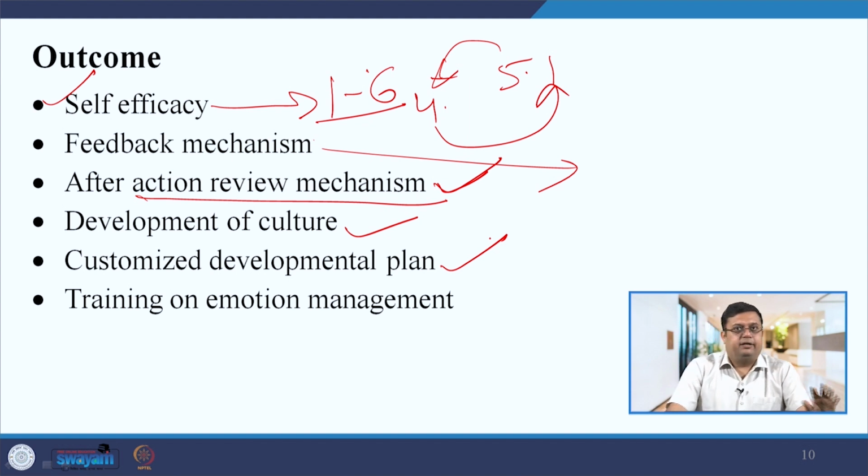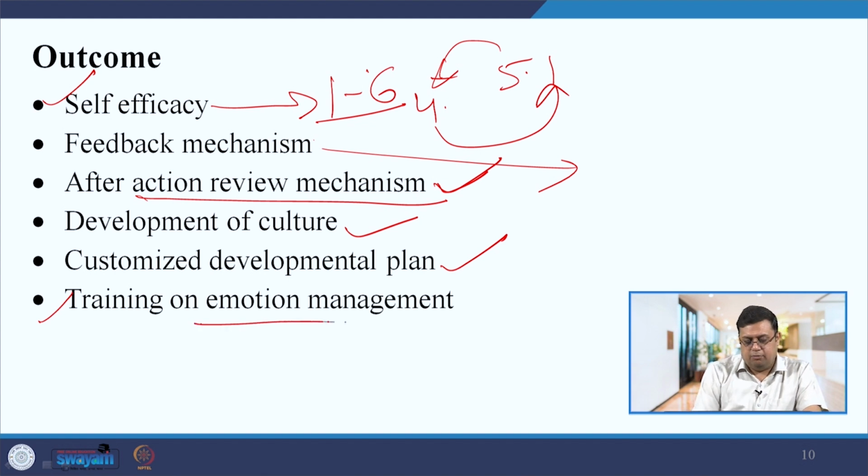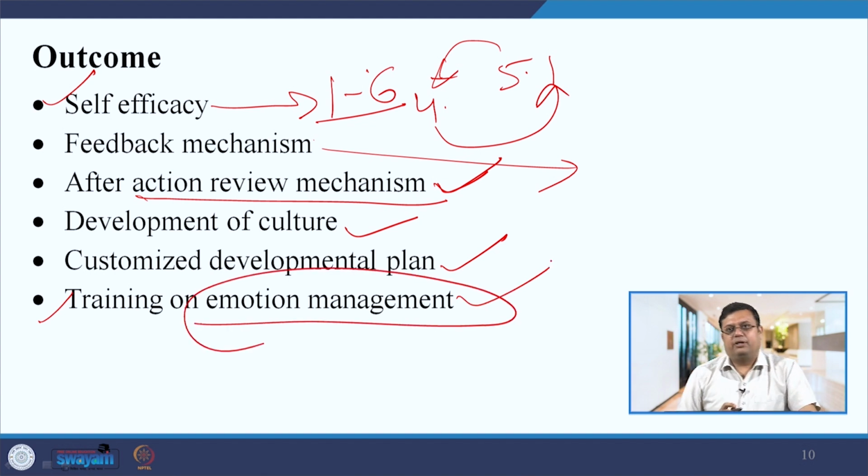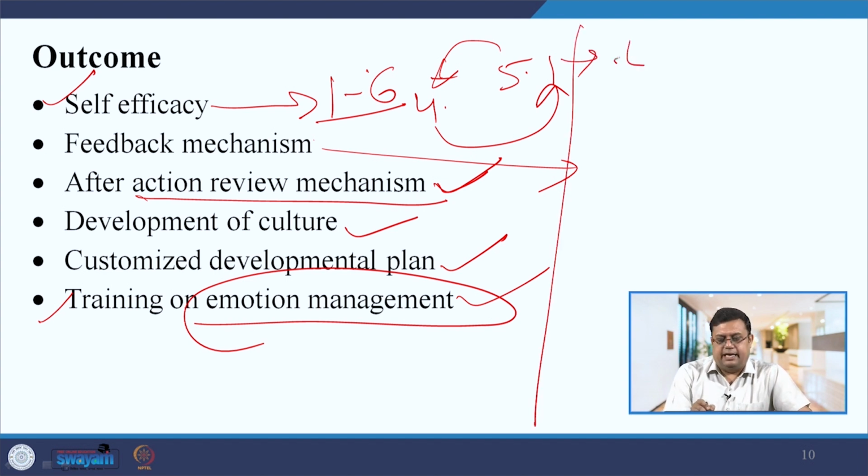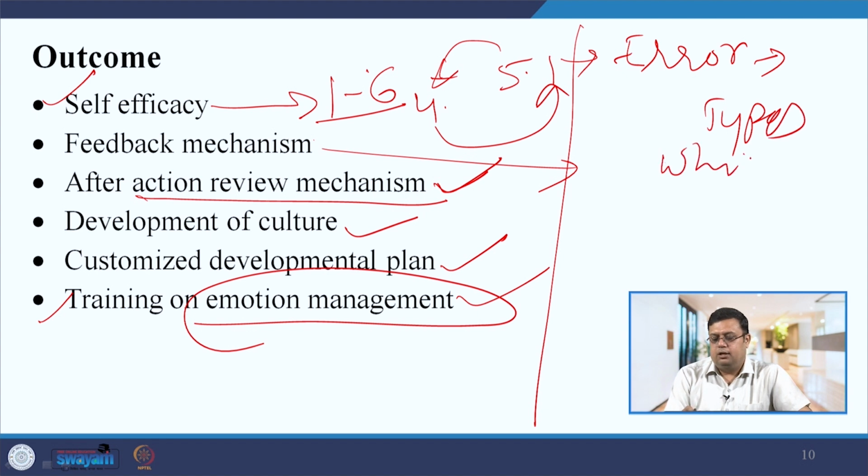And based on this error analysis that I already discussed, this customized developmental plan, how can you make it, right, by analyzing the types of errors which are taking place, analyzing department wise, age wise, job category wise, and developing the customized individual plan. Most important thing that I believe may help you is the emotion management, right, because when you fail, certain types of emotion that you experience, right. So you can make a list of errors and the types of emotions which individuals experience during the error.